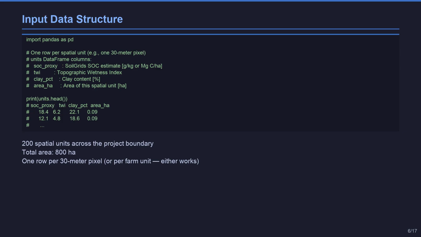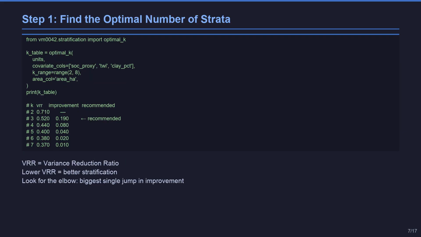The row structure doesn't have to be pixels. It could be farm parcels, field blocks, or any spatial unit you're using for your sampling frame. The key requirement is 1 row per unit, with the covariate values attached. First step, figure out how many strata to use.